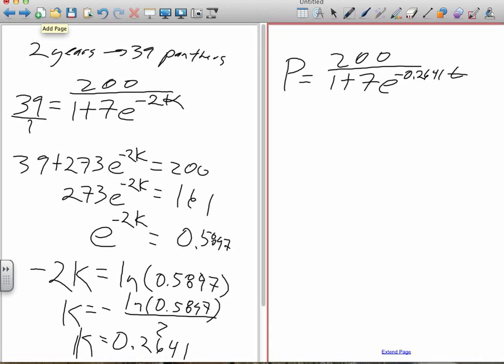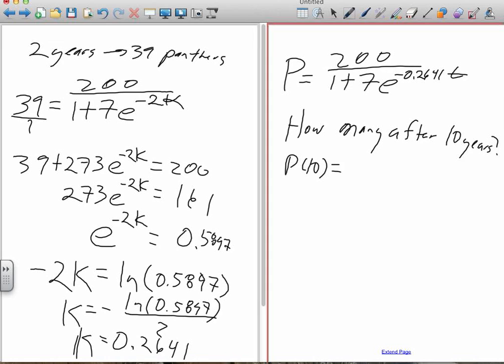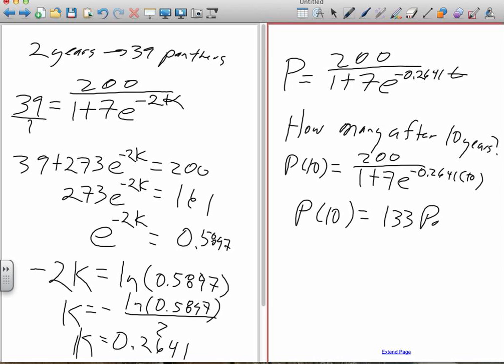Okay, now another part of this question then asked, how many after 10 years? And this is the typical question EPA asks. So we need to find P of 10, which is going to equal 200 over 1 plus 7 e to the negative 0.2641 times 10. The population after 10 years is going to be 133 panthers. Please don't give me a decimal. We're not going to have part of a panther.